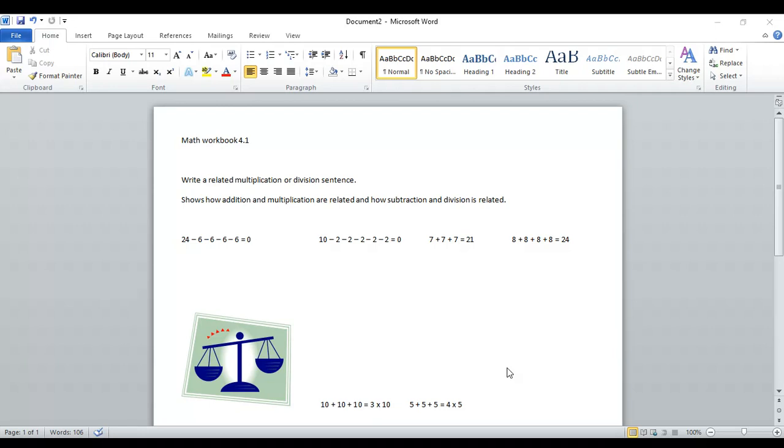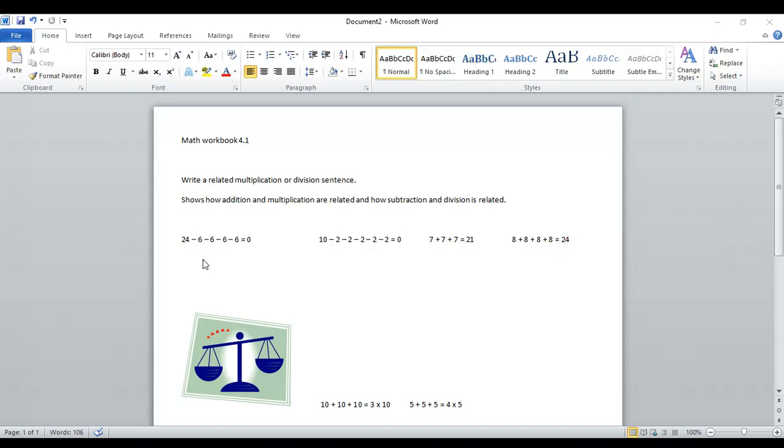So on 4.1, what that workbook page is trying to show you is how addition and multiplication are related and how subtraction and division are related. It asks you to write a related multiplication or division sentence, or I like to say a division problem or a multiplication problem. And it gives you problems like this.